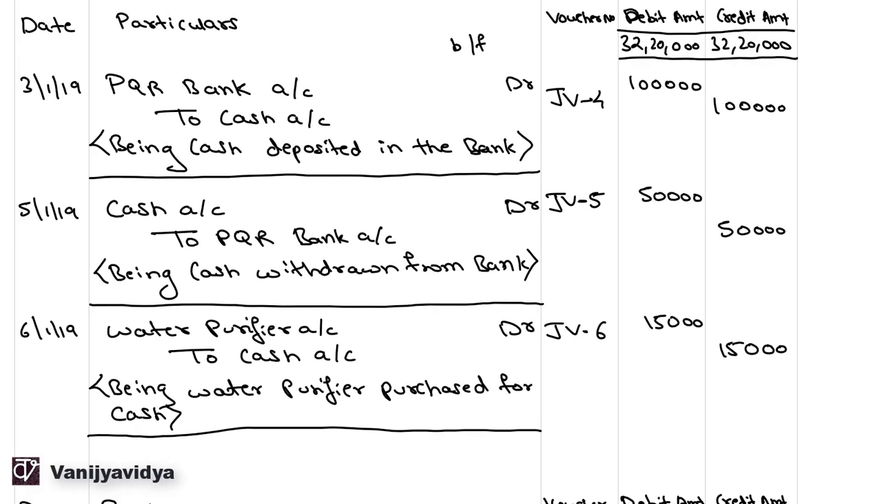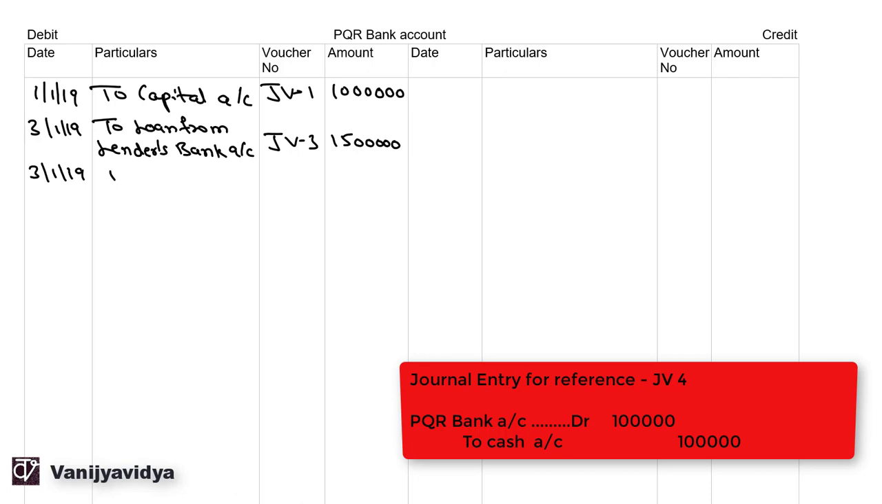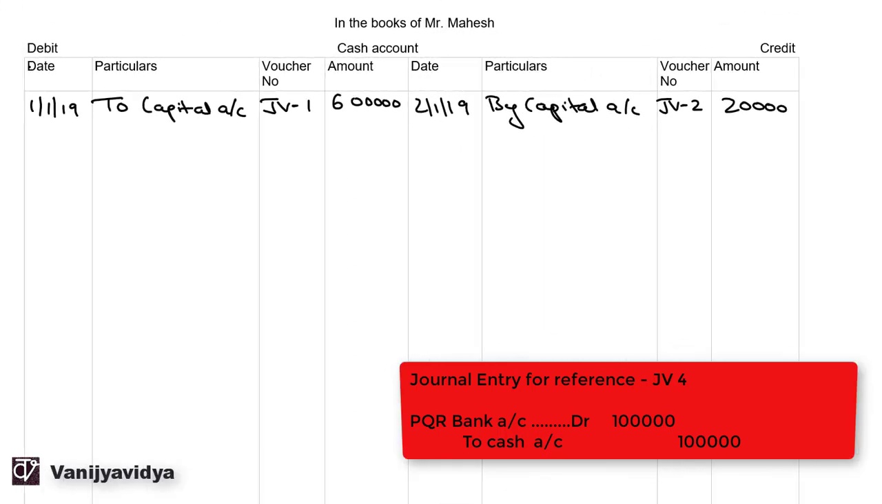3rd Jan 2019, PQR bank account debit 1 lakh to cash account 1 lakh, JV4. So one impact will be on PQR bank account debit side, another one on the cash account credit side. Now let's post this journal entry. PQR bank account debit side 3rd Jan 2019 to cash account JV4 1 lakh. Cash account credit side 3rd Jan 2019 by PQR bank account JV4 1 lakh.